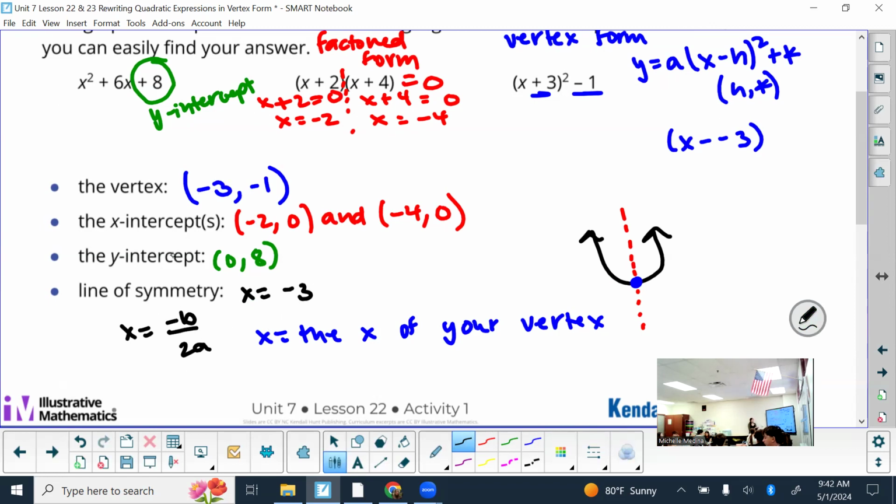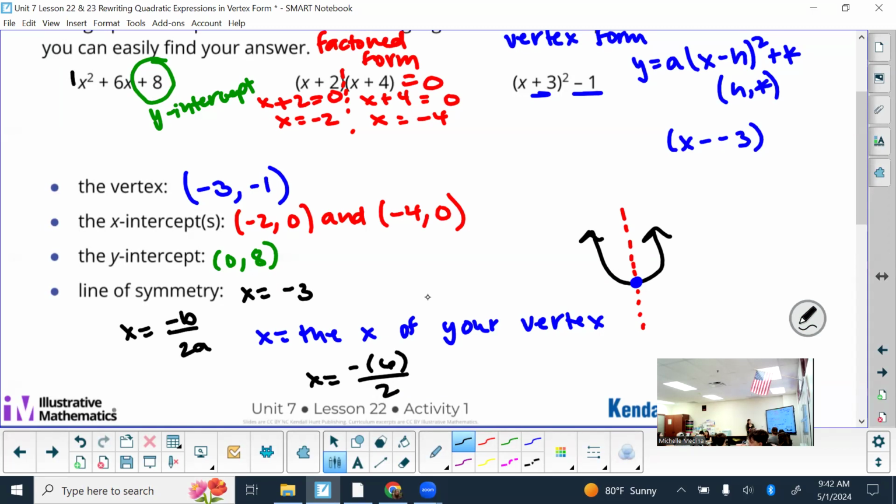When it's in standard form, that's where you can figure out what to plug in for b and a. So my b value is what? Not 8. 8 is my c value. Okay, 6 is my b value. Over 2 times a, what's my a value? Should be the number in front. So what is it if it's not written?